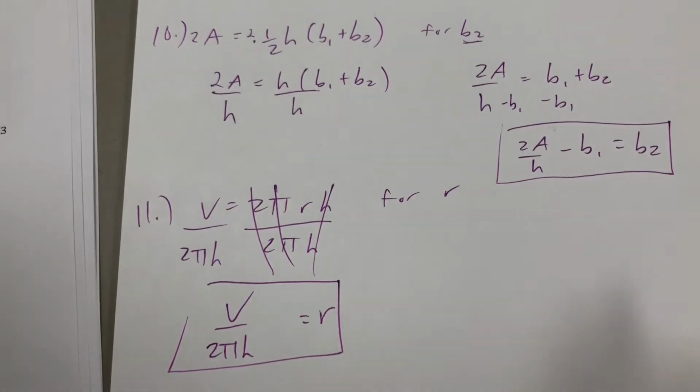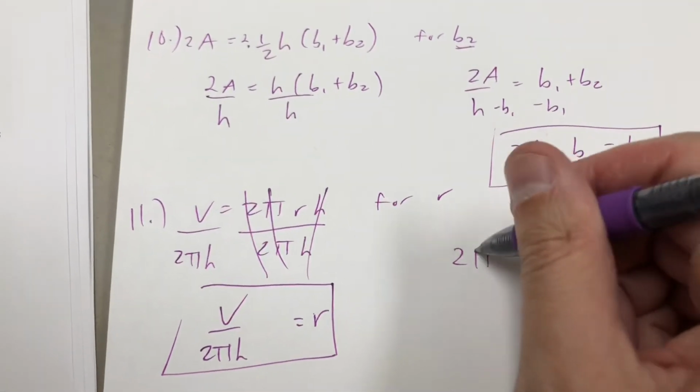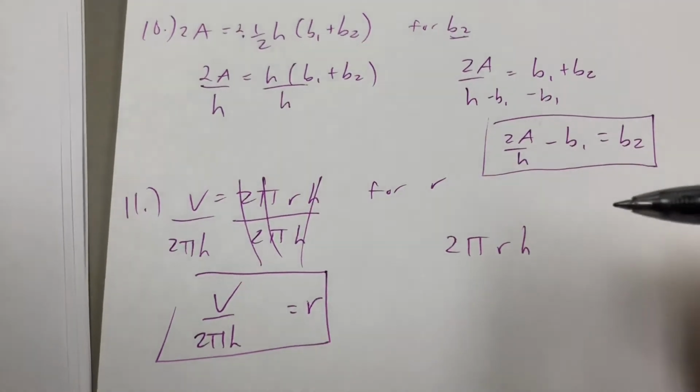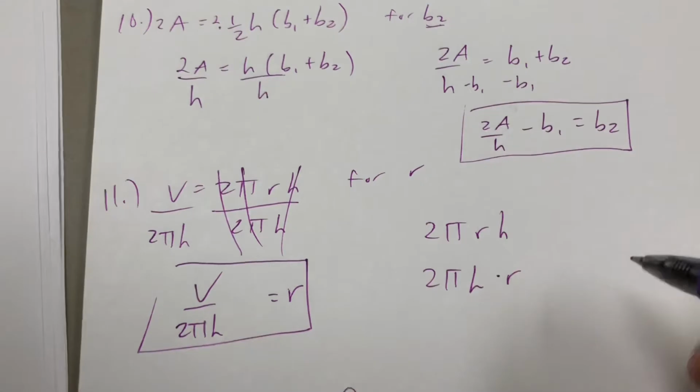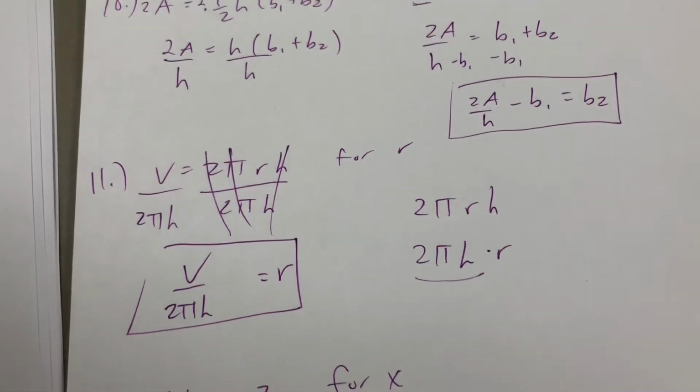By the way, the reason you can do that, remember this was all being multiplied, the 2 pi r h. So you can write it in any order you want. You could have written it as 2 pi h times r. So r was being multiplied by this, and we can divide by all of that.